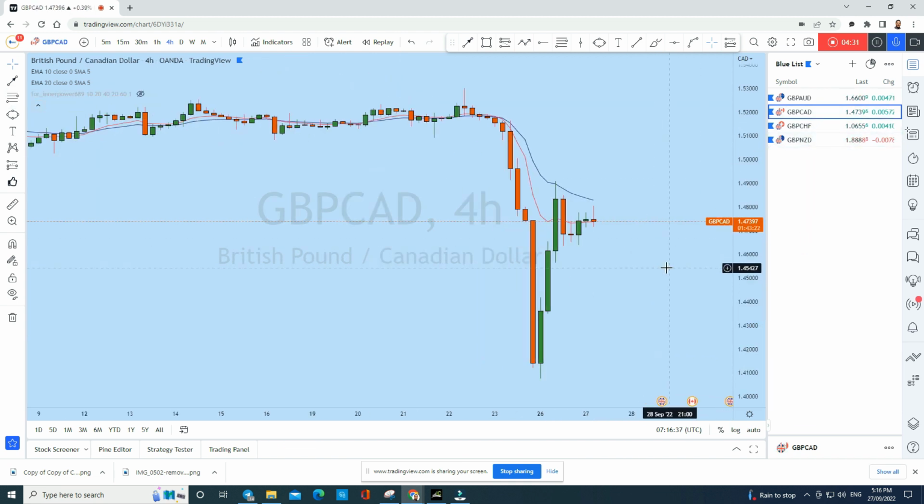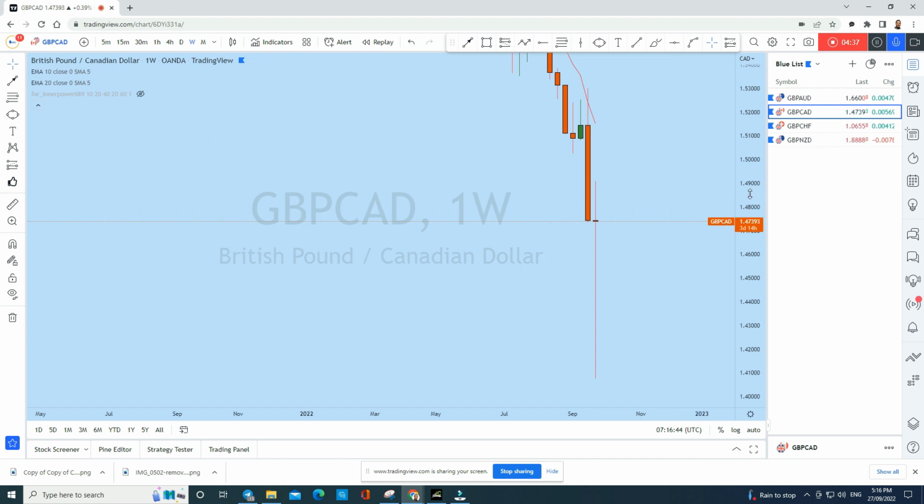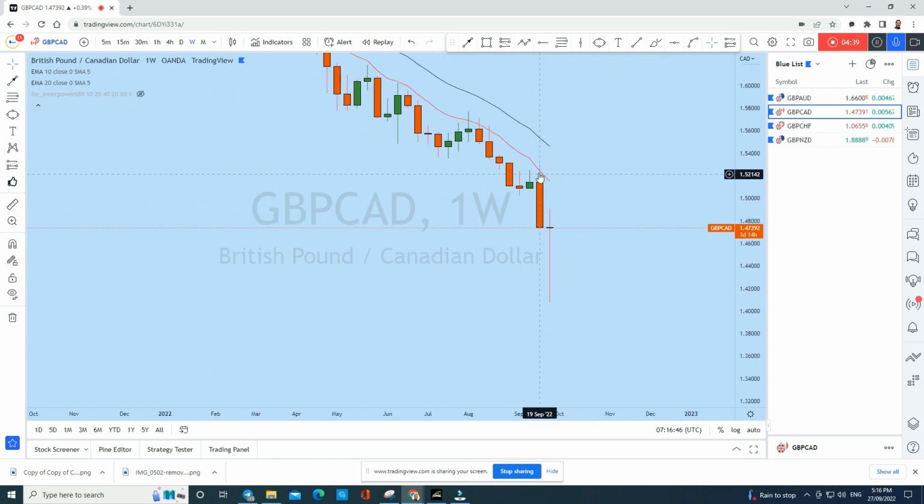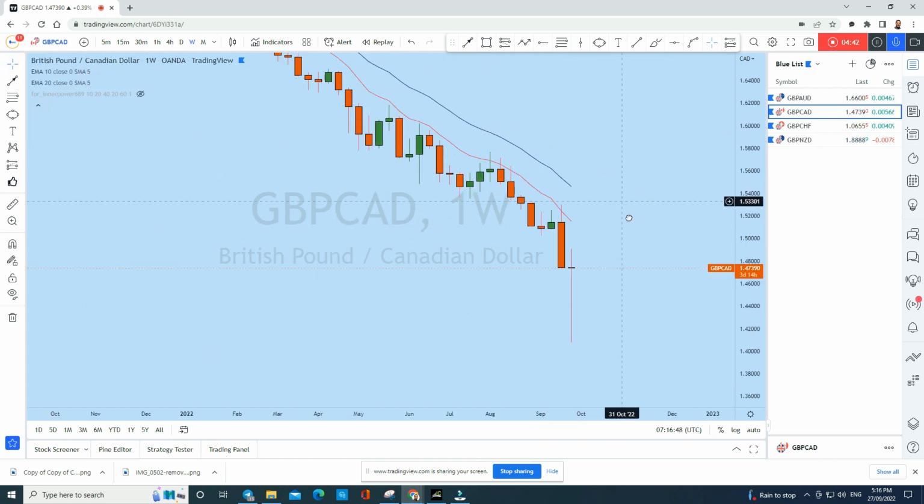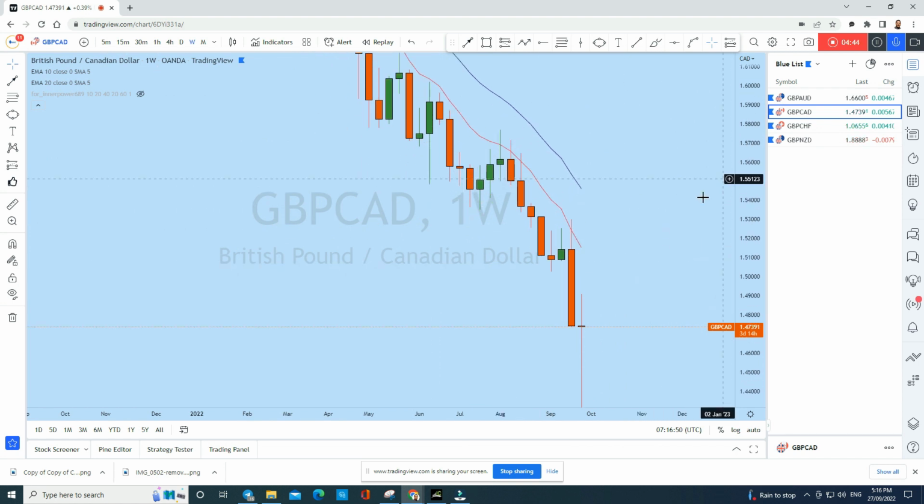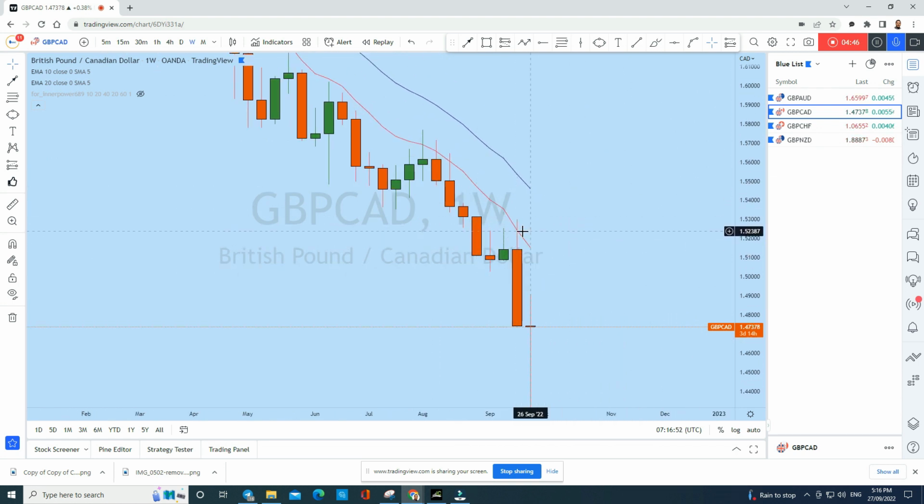Now, like GBPNZD, GBPCAD is also very strongly bearish. If we look firstly at the weekly perspective, there is a liquidity gap. You can see the previous week. Monthly, in the same way, we see the weekly.